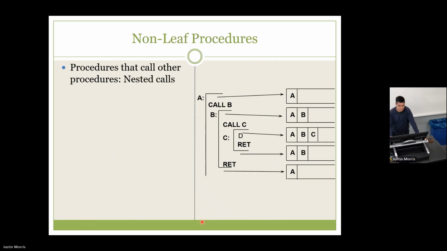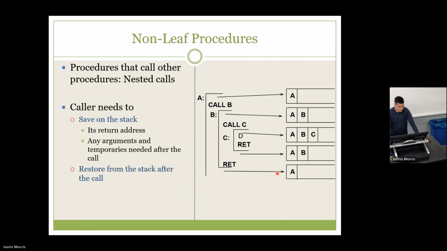All right. So we also have non-leaf procedures, so procedures that call other procedures. These are nested calls. So you have A that's going to call B, and then B calls C, and then C is the leaf. C finishes, you return to B, then you return to A. Right? So we just follow the same procedure that we did before, right?